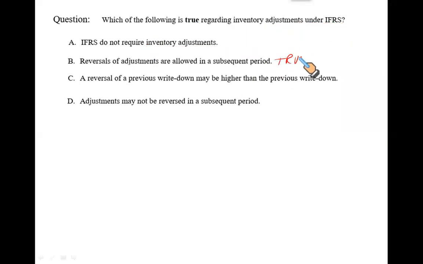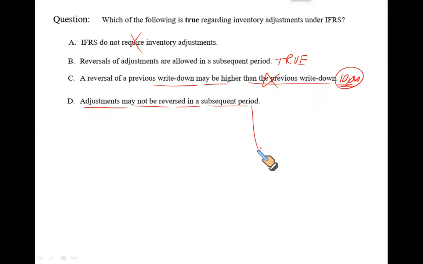So do not just jump. You need to convince yourself that you got A correctly. It's wrong. You need to be able to identify C and D. You need to be convinced that you are getting the right option. So why not C? Let us convince ourselves. A reversal of a previous write-down may be higher than the previous write-down. Wrong. If your previous write-down was $10,000, your write-up should be $10,000, not more. A reversal cannot be more than the write-down. This statement is wrong. And D says that adjustments may not be reversed in the subsequent period. This is not true under IFRS, but it is true under US GAAP. So that completes your topic.